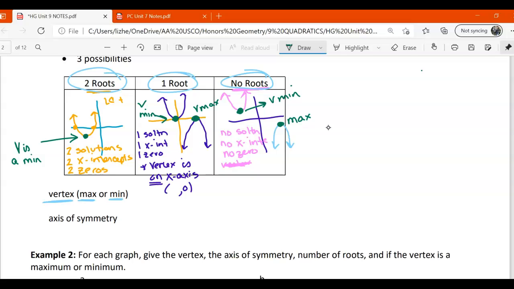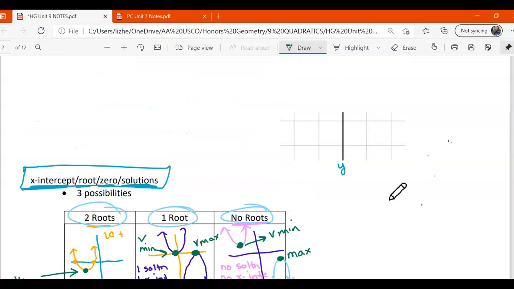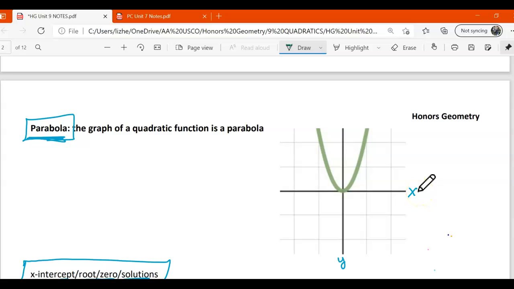Okay? And remember, if the leading coefficient is positive, it's opening up. If the leading coefficient is negative, it's opening down. And then finally, there's an axis of symmetry, which you can't really see on my parabolas because they're kind of messy. But if we go up here to this parabola, an axis of symmetry is a line that the graph reflects over.